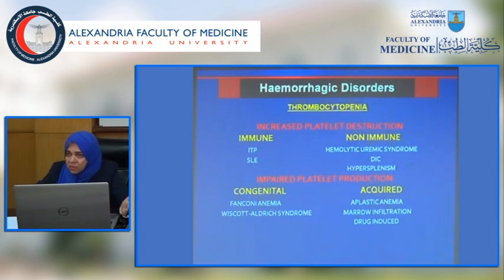Disseminated intravascular coagulation, I will discuss this one later in this lecture in full detail, and hypersplenism, which is a common disorder characterized by rapid and premature destruction of blood cells in the spleen.